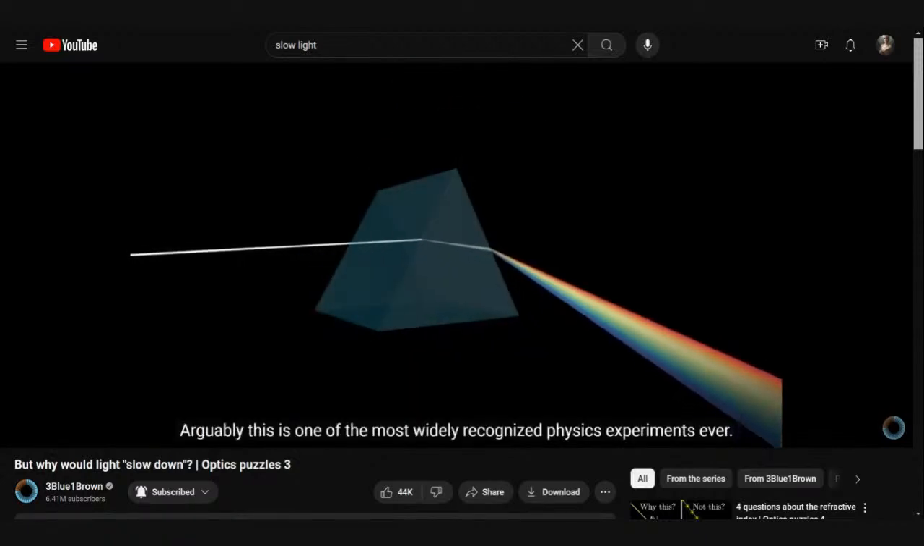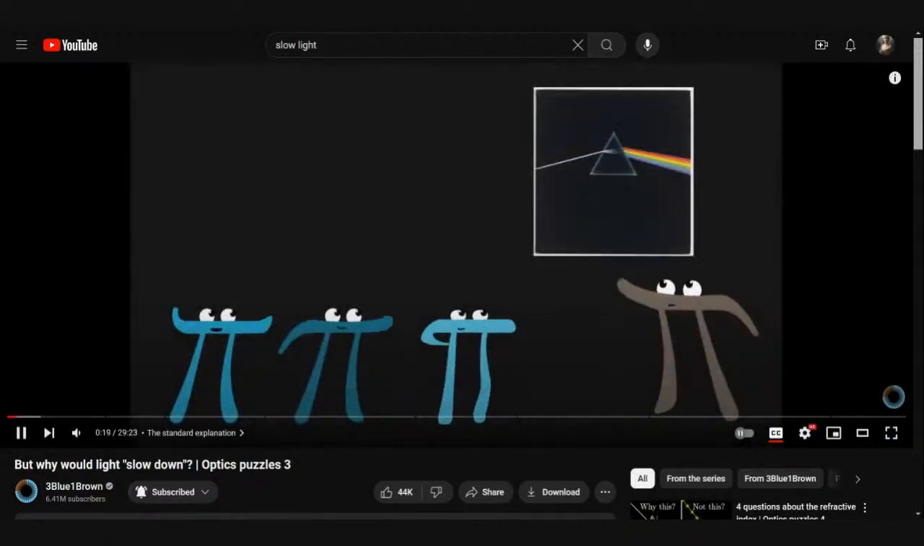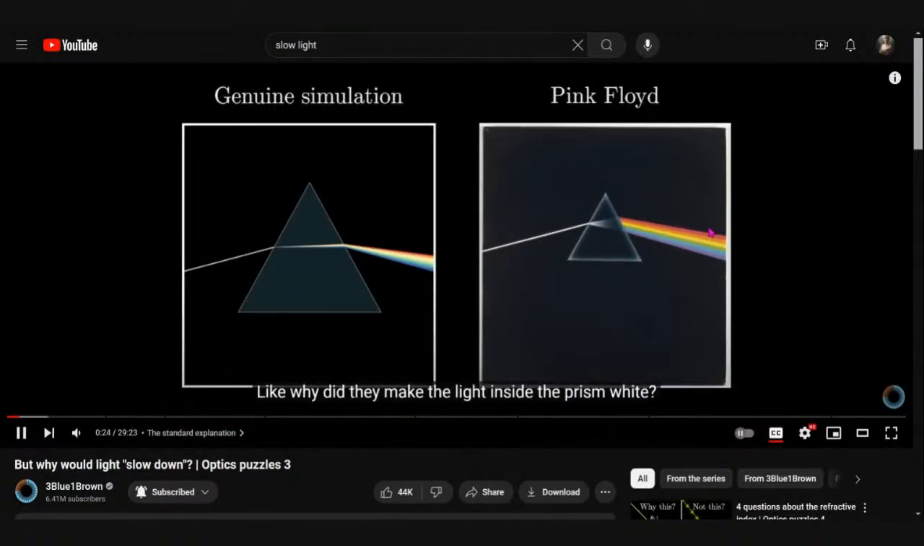Arguably, this is one of the most widely recognized physics experiments ever. After all, how many others have earned a place as an iconic album cover? Sure, some of Pink Floyd's design choices run completely contrary to the actual physics, like why did they make the light inside the prism white?